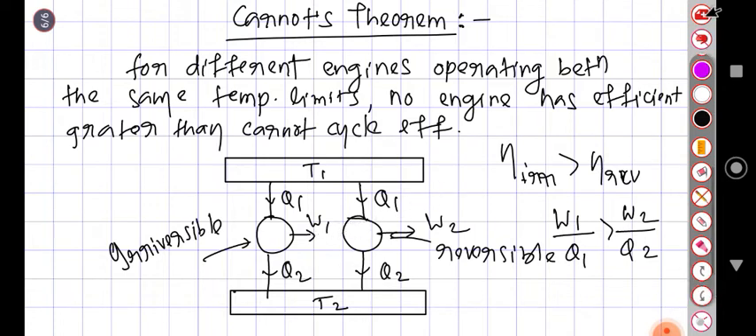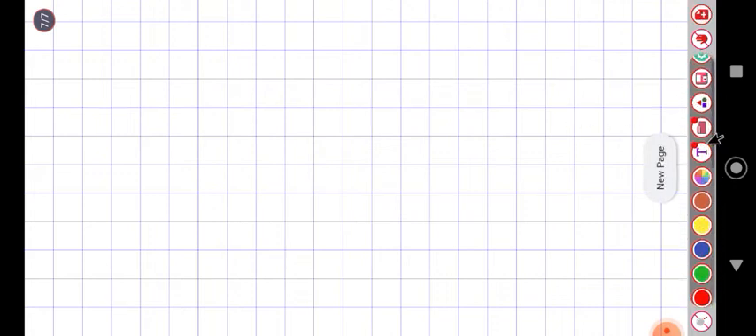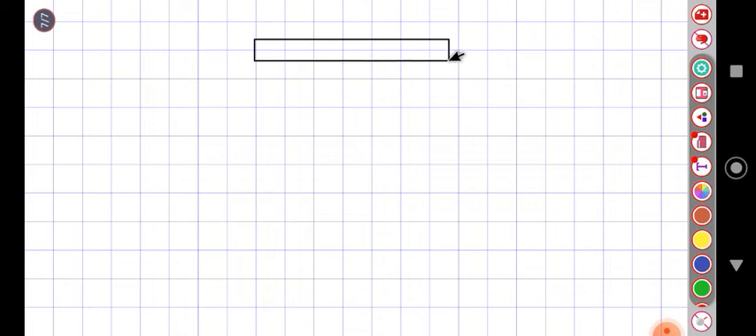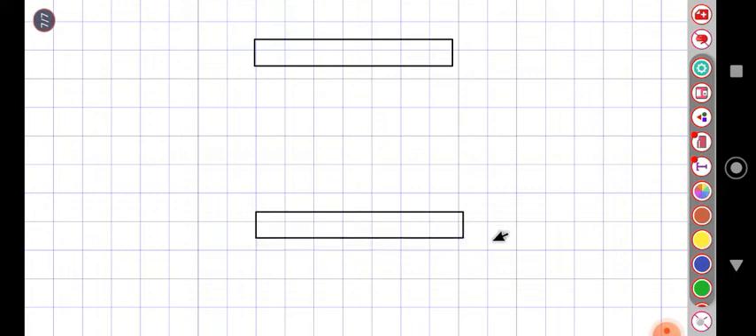Please understand this very carefully. This is very important. I don't know how efficiently I am able to explain it to you guys, but I will try my best. These are the two reservoirs, and these are the two engines, right?